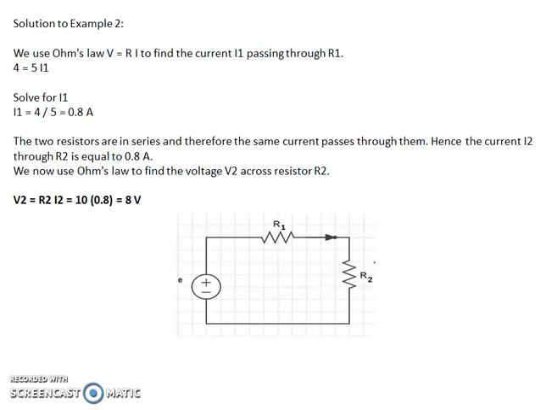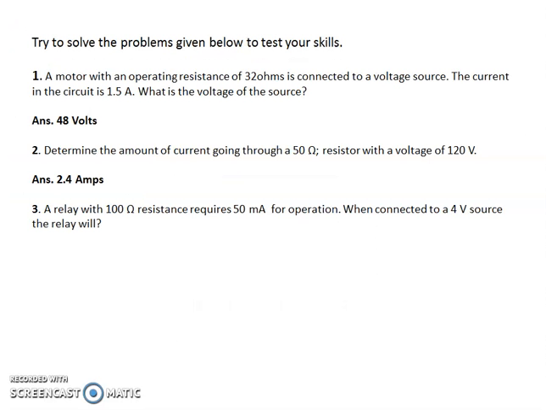The two resistors are in series and therefore the same current passes through them. Hence the current I2 through R2 is equal to 0.8 amperes. We now use Ohm's law to find the voltage V2 across resistor R2. V2 equals R2 times I, which is 10 times 0.8 equals 8 volts. Try to solve the problems given below to test your skills.